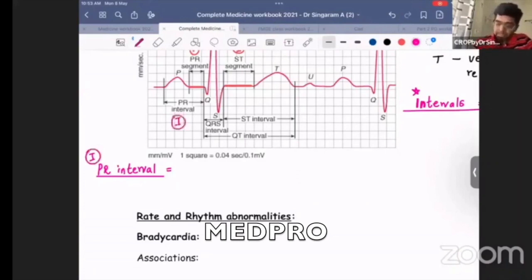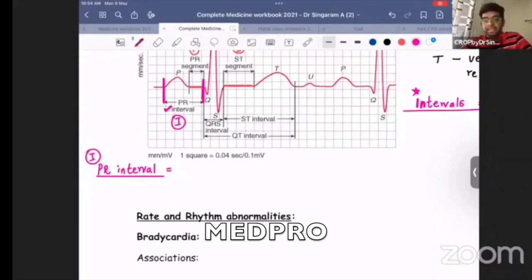What is that? It is from the beginning of the, please note this, beginning of the P wave to the beginning of the QRS complex. Can you see that? Beginning of the P wave to the beginning of the QRS complex is what is the PR interval. And can anybody comment what this PR interval is representing?